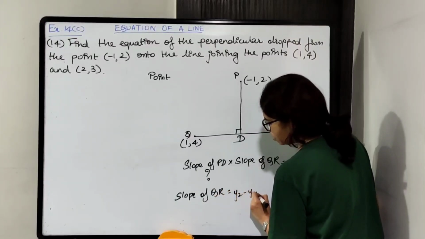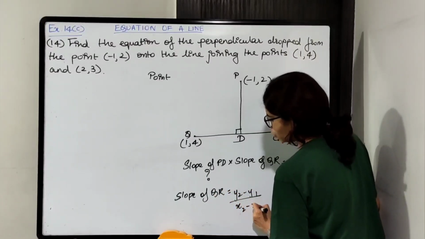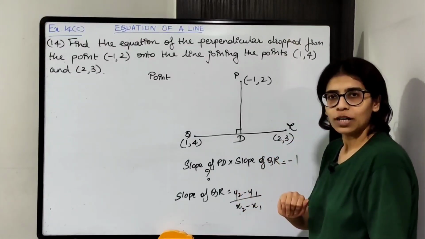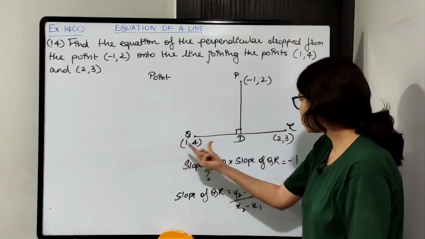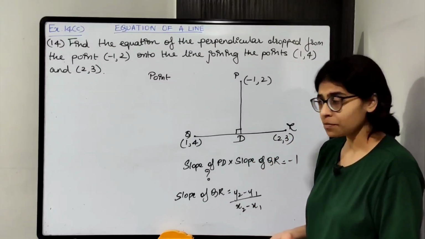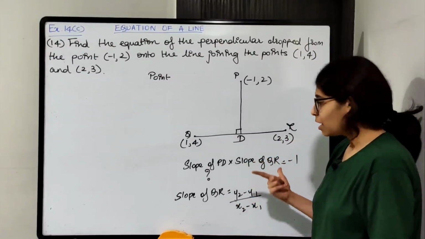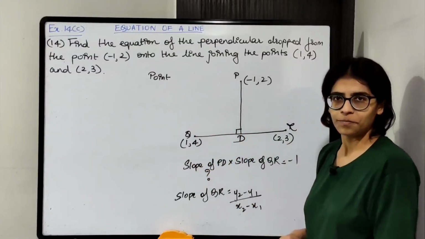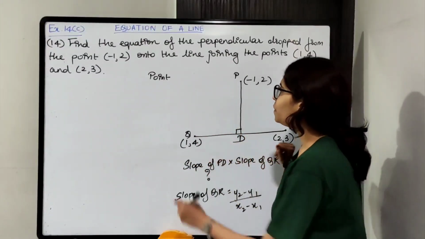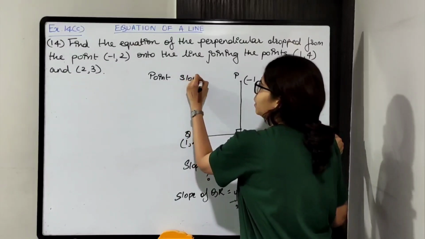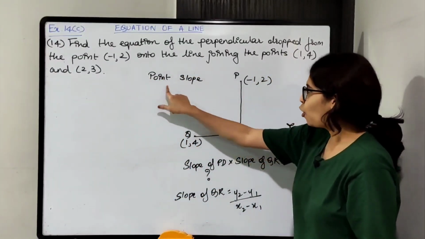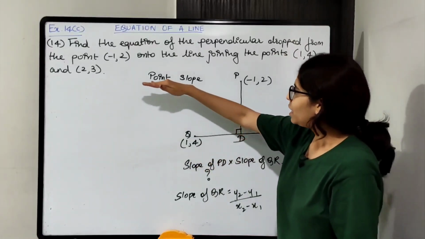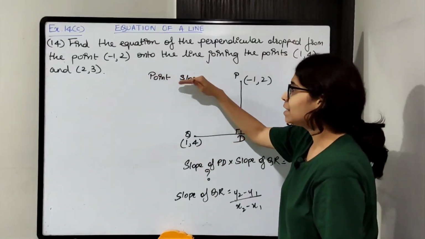y2 minus y1 upon x2 minus x1, or y1 minus y2 upon x1 minus x2. You will get the slope of QR easily because we know the coordinates of Q and R. So this will be found. Once you get this, the slope of PD is easy using this formula. So the slope of PD will be found. We know the coordinates of one point, so point slope form. Okay, so we have the coordinates of one point, and we'll get the slope.